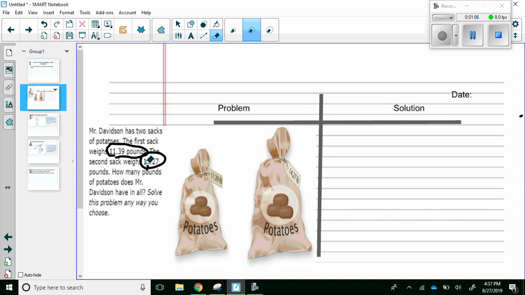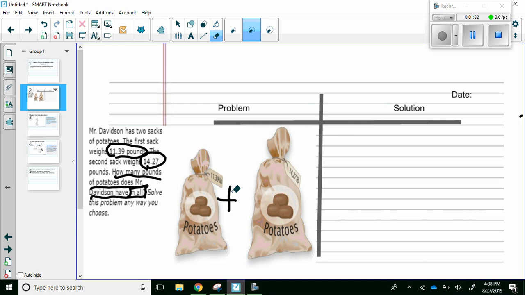Next, U for underline the question. The question is, how many pounds of potatoes does Mr. Davidson have in all? Next, let's box the keywords. I know this problem is asking me to solve how many potatoes Mr. Davidson has in all, and that tells me I'm going to be adding them together.